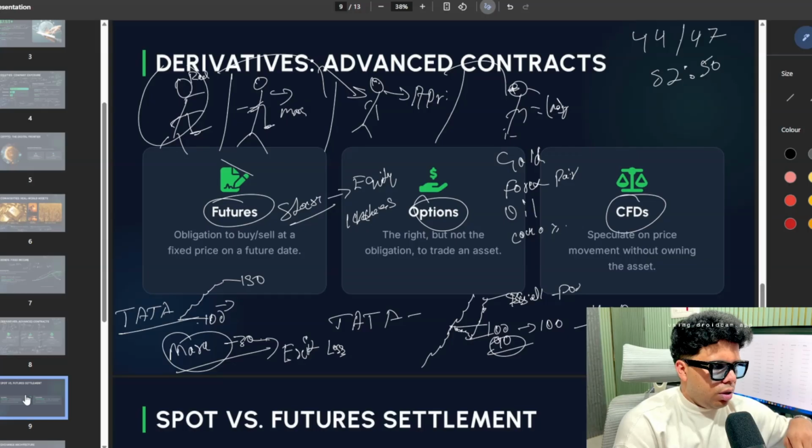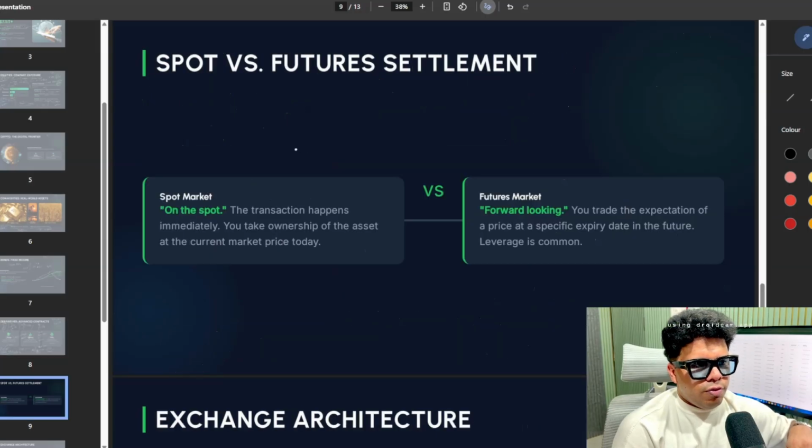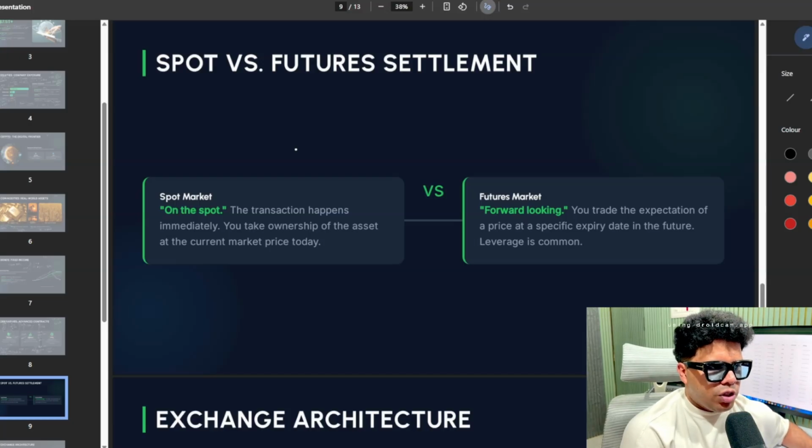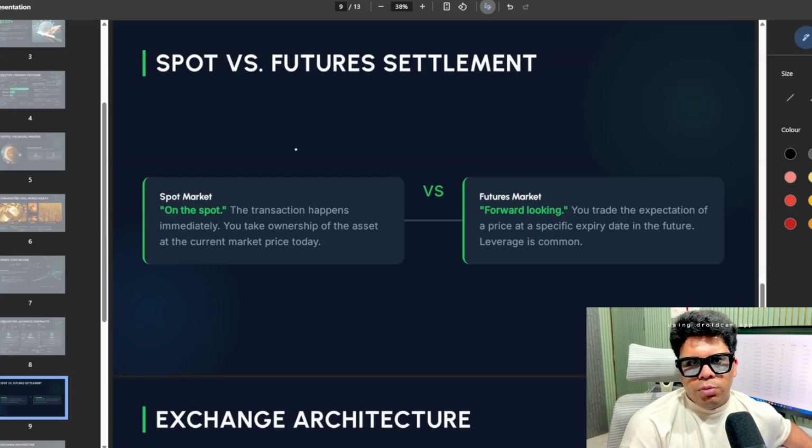Okay, next one is spot versus futures settlements, how the spot markets and the futures markets work. We already learned about futures in the last slide, right? On the spot, the transaction happens immediately. You take ownership of that asset at the current market price today, which means you're buying an equity and you become a co-partner. You own the shares you bought, and that shows the current market price.